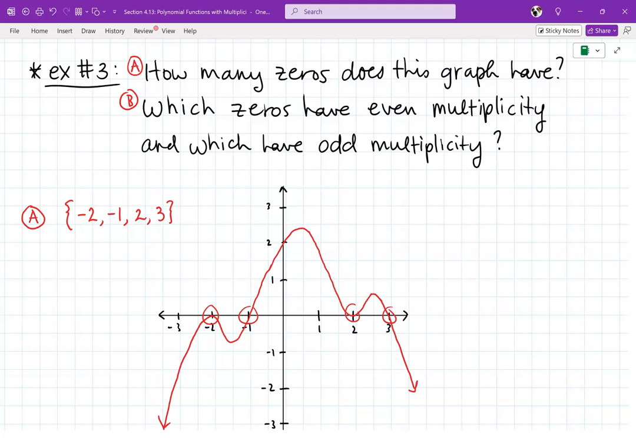Now for part B, it says which zeros have even multiplicity and which ones have odd. So we talked about it earlier. Just go ahead and start putting your stuff together. Look for the ones that bounce off. So I'll list them right here.